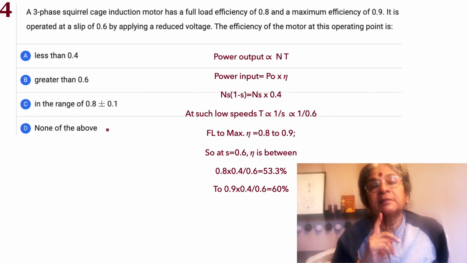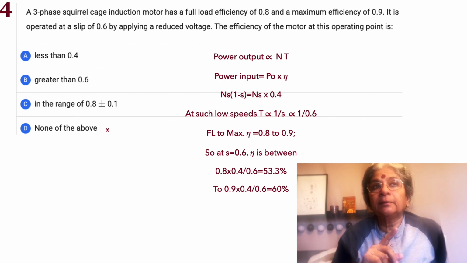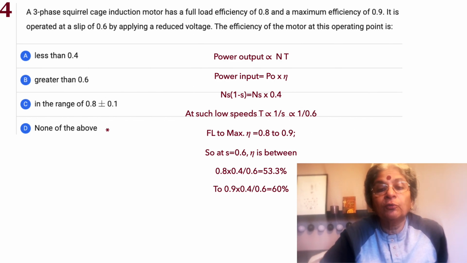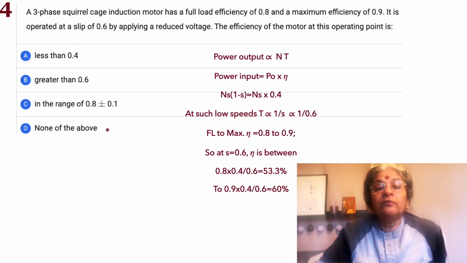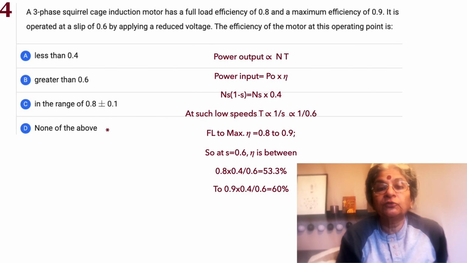One is 2 pi NT by 60 is equal to power output, and the power output divided by power input is going to be the efficiency. Okay, so let's move further. It has a full load efficiency of 0.8 and a maximum efficiency of 0.9. So these are the two efficiency ranges.